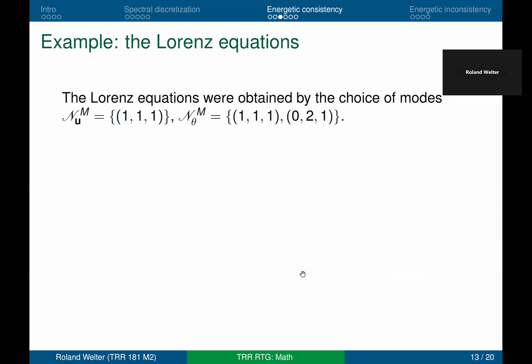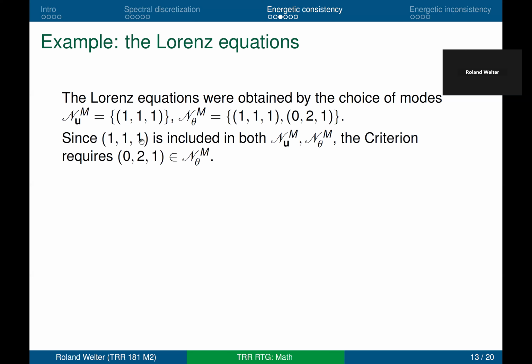And now let's think about what's happening in the Lorenz equations. So here our index sets are 1, 1, 1 for u, and these two indexes for theta. And the criterion says that since 1, 1, 1 is included in both index sets, the criterion requires that twice the vertical wave number is included in n sub theta, and this checks out, so the Lorenz equations are energetically consistent.